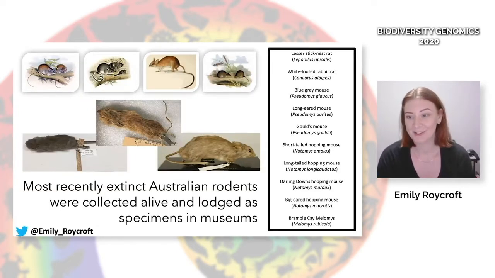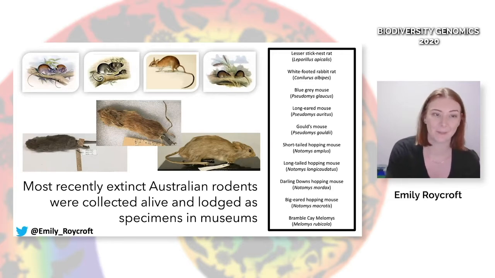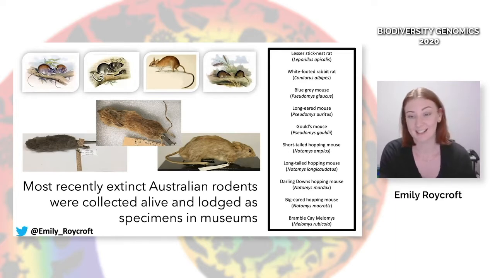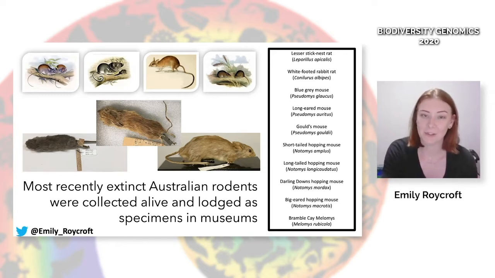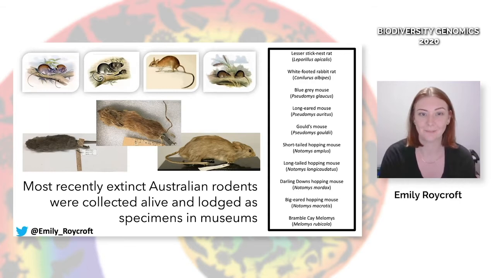So here are some of those extinct species here. I won't go through them all, but their names are listed along the side of the slide, and there are some pictures here of their specimens and some drawings. So while these species have been lost to us alive, many of them were collected prior to their extinction and lodged as specimens in museum collections. So that really links to museum collections as a global resource. So we have this potential resource of specimens of extinct species that we can use to try to study something about them that we didn't know.